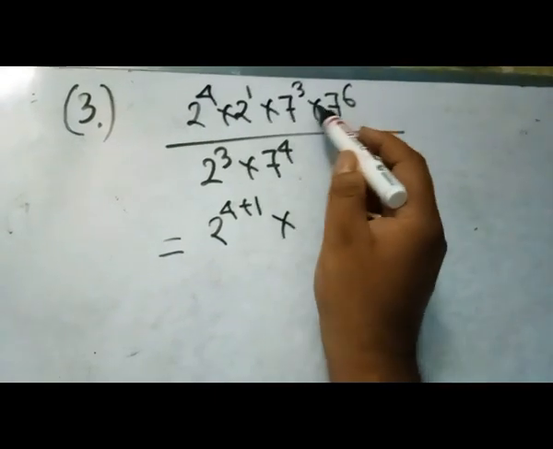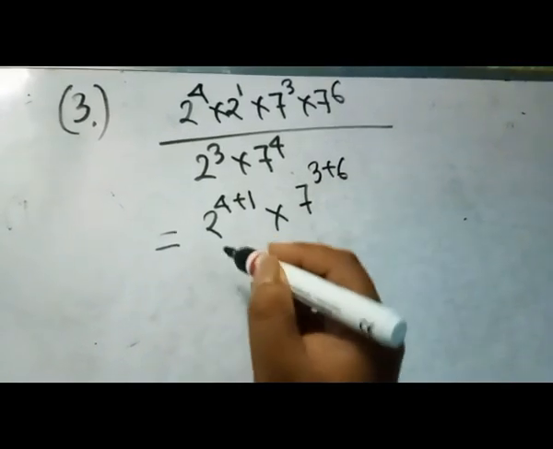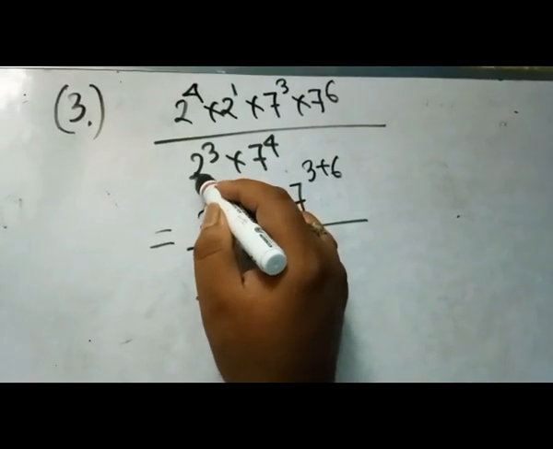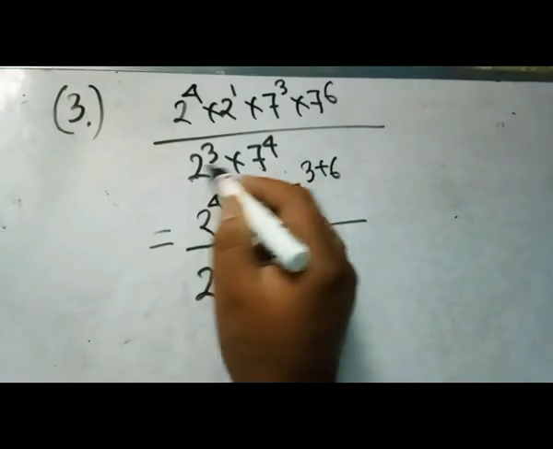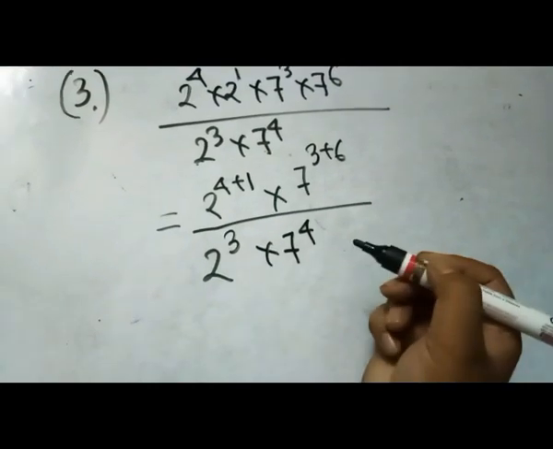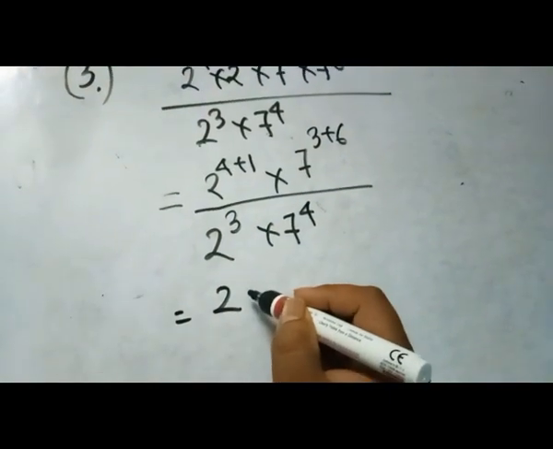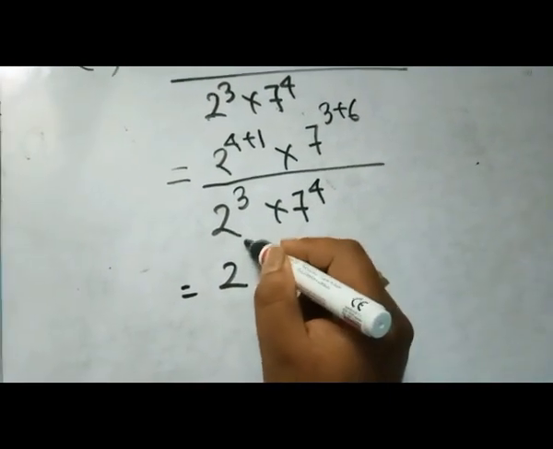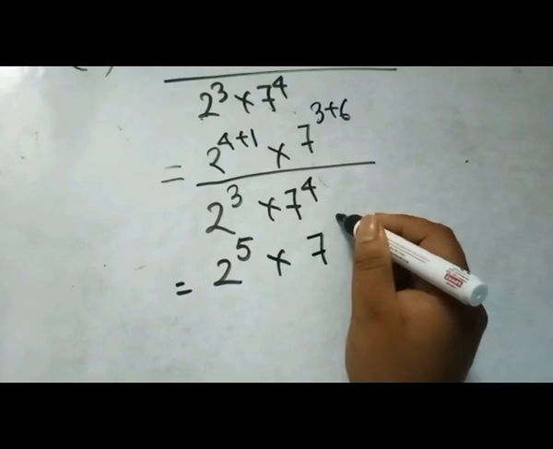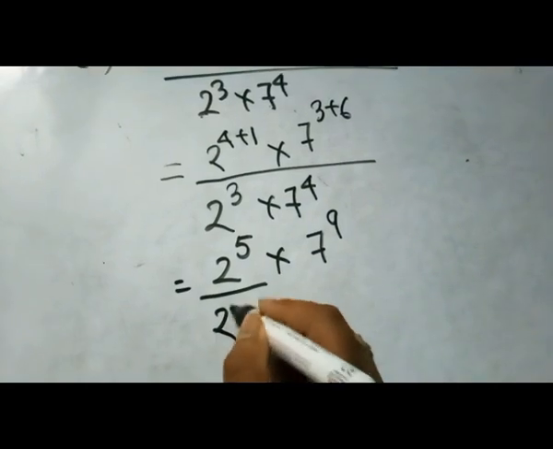Here, since both the bases are equal, the powers will be added. So 3 plus 6. Now you see here the bases are different. That's why we can't go for any further calculation. So 2 cube into 7 to the power 4. Now you see here 2 to the power 4 plus 1, how much will be coming? 4 plus 1 means 5 will be here, and 6 plus 3 means how much? 7 to the power 9 will be here. You can write it in the discrete form 2 cube.